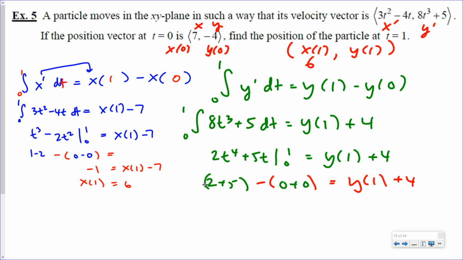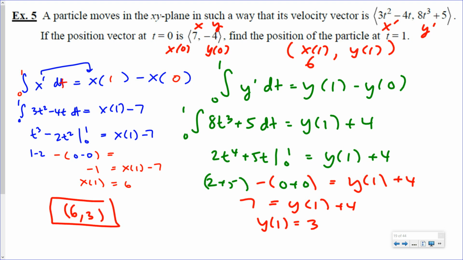Okay, so did you get 7 is equal to y1 plus 4? Did you get 3? Okay, so your answer is going to be 6, 3. How fun was that?